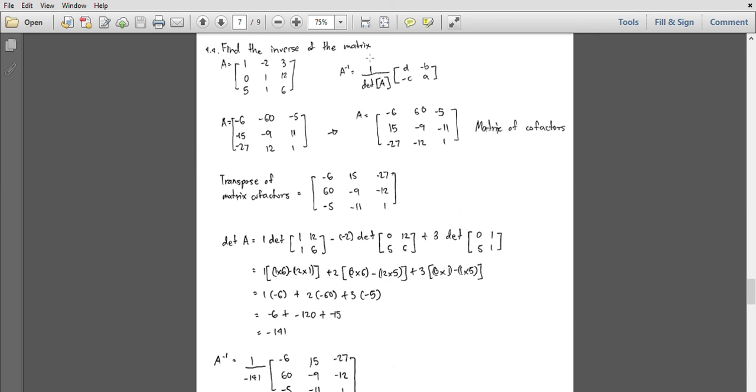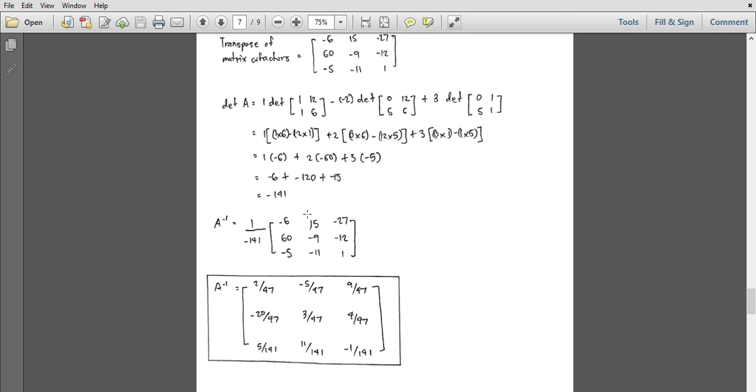Then for this term, we need to find the determinant of A. 1 determinant of 1 12 1 6 minus negative 2 determinant of 0 12 5 6 plus 3 determinant of 0 1 5 1. Then we simplify, we get negative 141, the determinant of A. Then we substitute it to this term. Now we have this.